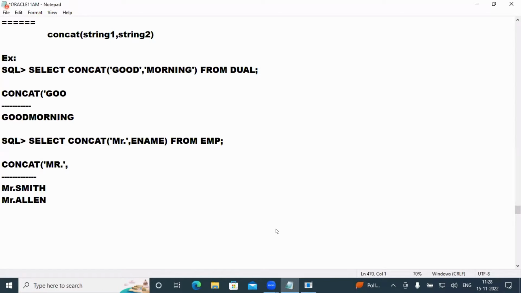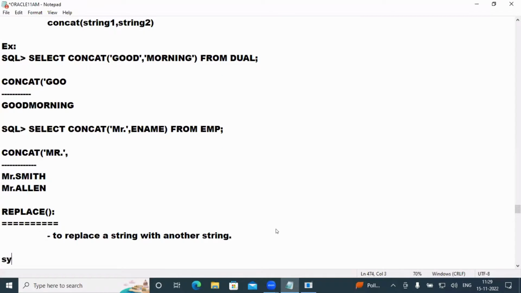And the next one we call the replace function. This function is used to replace, from one string, a string expression or a string with another string expression. Whenever you want to replace a particular group of characters, then I can use my replace function.